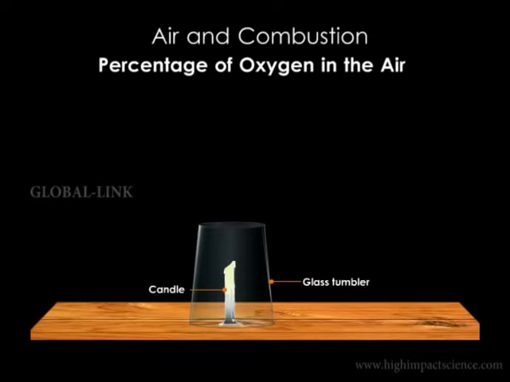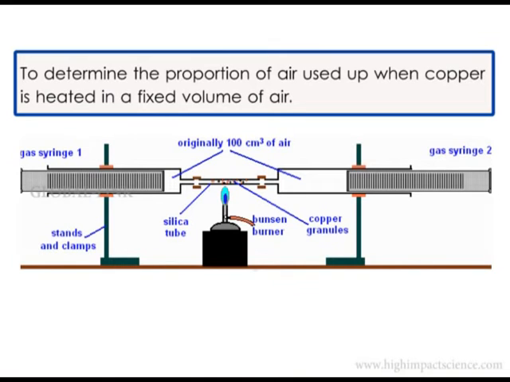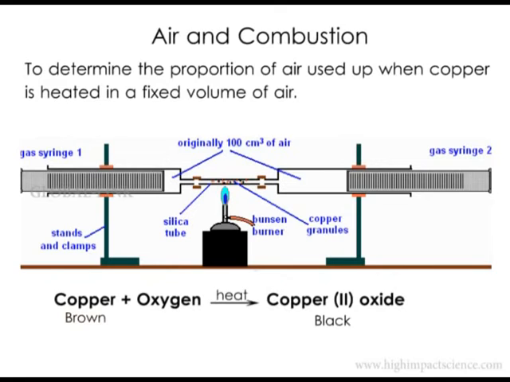Let us perform an experiment to determine the proportion of air that is used up when copper is heated in a fixed volume of air. Now, when brown solid copper is heated, it combines with oxygen to form a black copper(II) oxide. It is this oxygen that combines with the copper that we will measure using syringes.